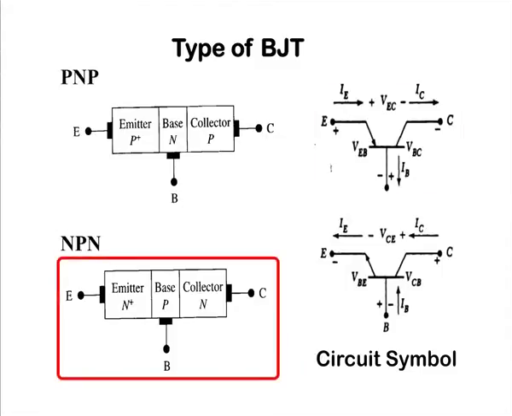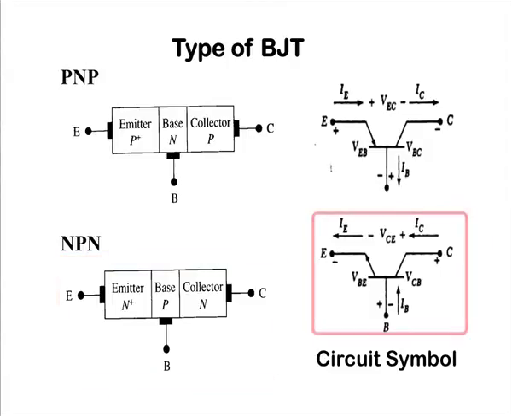In an NPN transistor, electrons are injected from emitter to base. So the current flow is in the opposite direction, from base to emitter. Here in the circuit symbol you can see the arrow is from base to emitter. If the arrow is from emitter to base, that means this transistor is PNP. If the arrow is from base to emitter, that means this transistor is NPN. So basically in the circuit symbol this arrow indicates the direction of current flow.